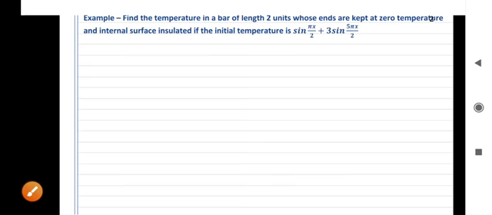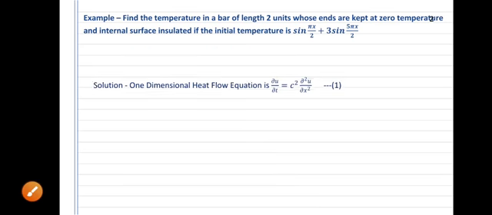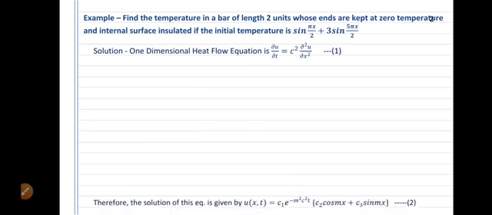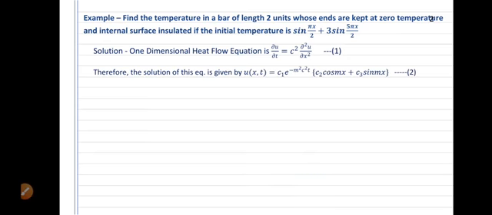Let us see the solution. First write the one-dimensional heat flow equation in general form, which is given by ∂u/∂t equals c² ∂²u/∂x². Now we know its solution is given by u(x,t) equals c1 e^(-m²c²t) times (c2 cos mx plus c3 sin mx). The theory behind this solution we have already seen in the previous video lecture.